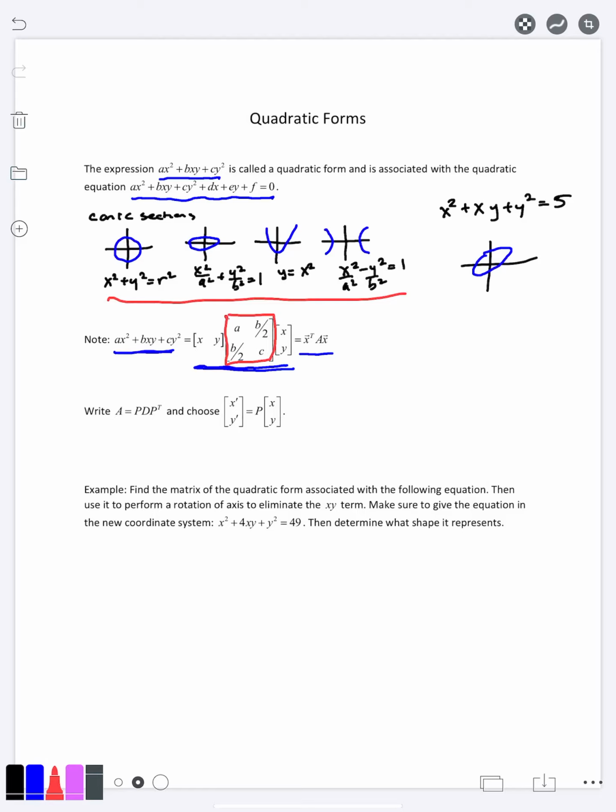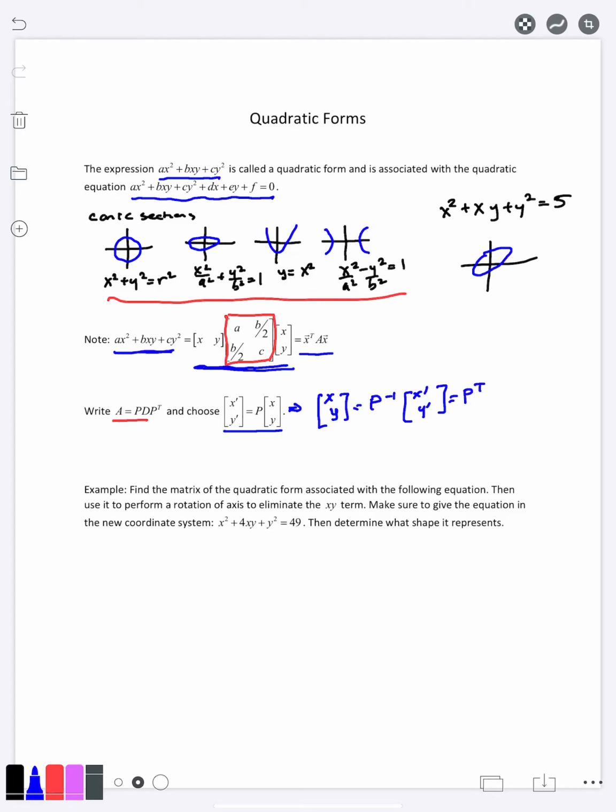If it's orthogonally diagonalizable, we can rewrite it in this format. It's going to turn out that if we choose our new variables to be x prime, y prime, and we relate them to the original variables by x prime, y prime equals P times x, y, or in other words, solving for our original variables x, y, it would be P inverse times x prime, y prime, by just multiplying by P inverse on both sides.